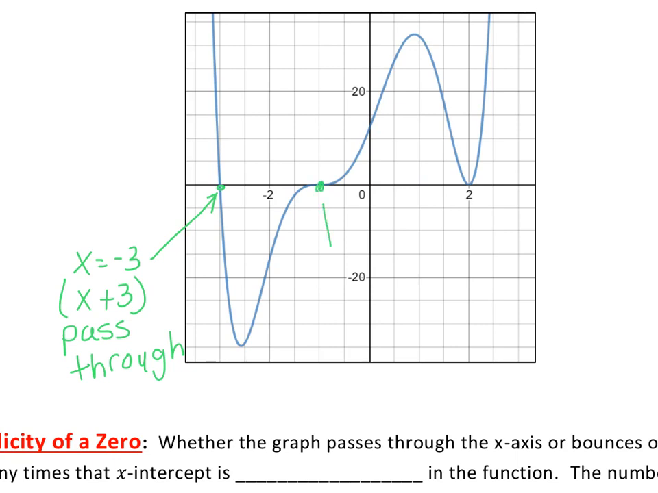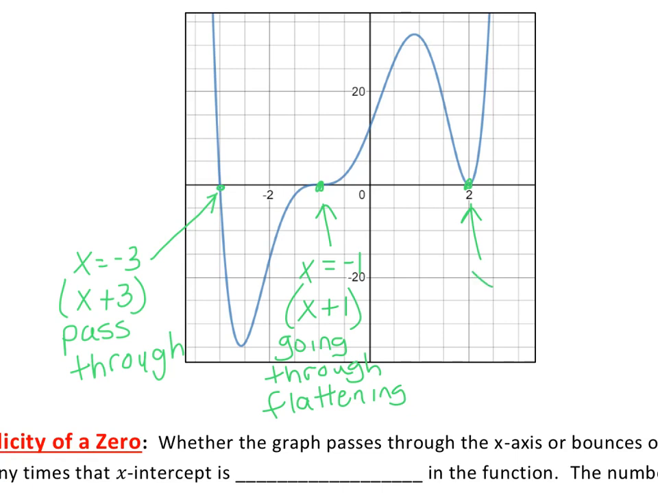Here, it appears we have an x-intercept at x equals -1. Remember, that will result in an x plus 1 factor. And this time it's passing through, it's going through all right, but it flattens out. So it's going through and flattening somehow. And then finally we have an intercept, or a 0 at x equals +2. That means that our factor would be x minus 2, and this is clearly a bounce off. It's completely changing direction. It's going down and now it's going up.